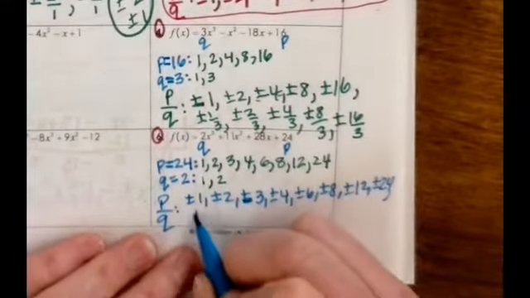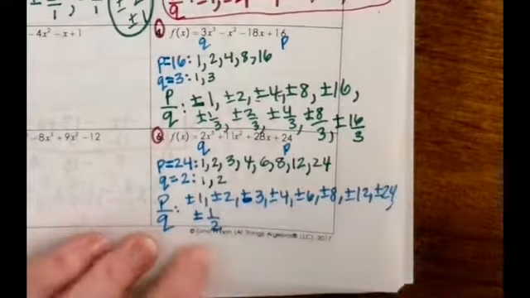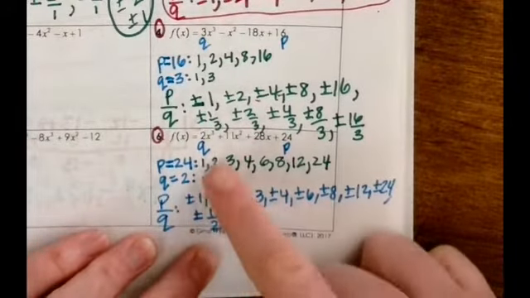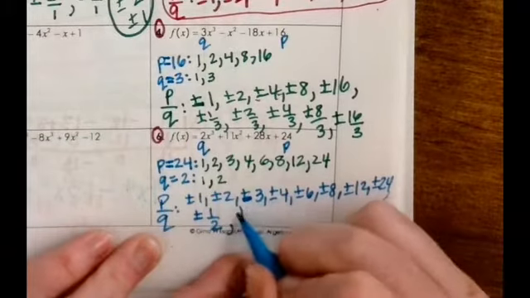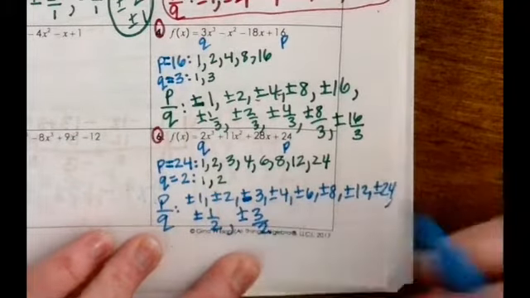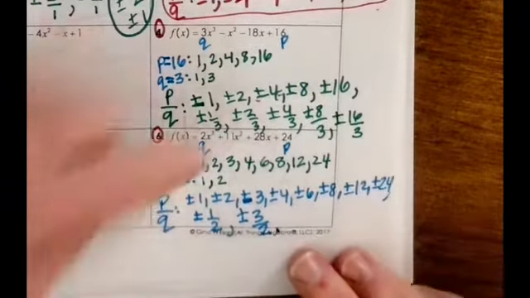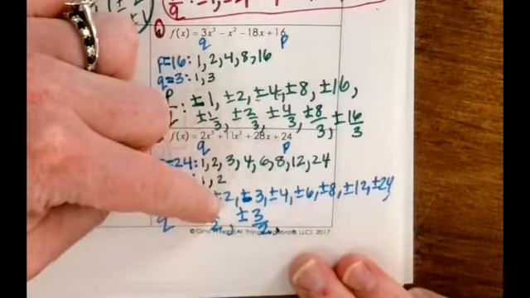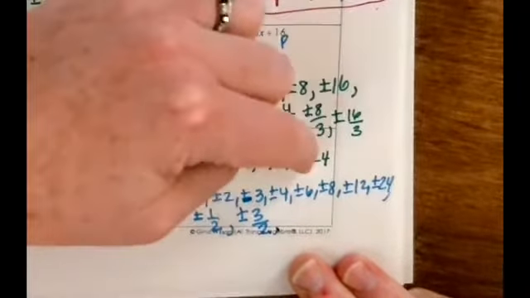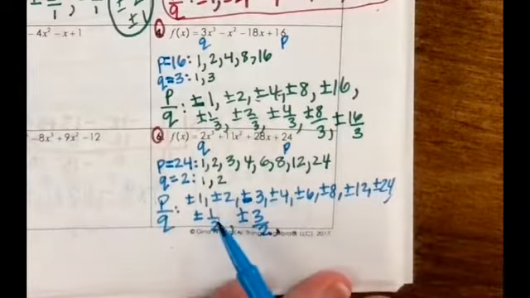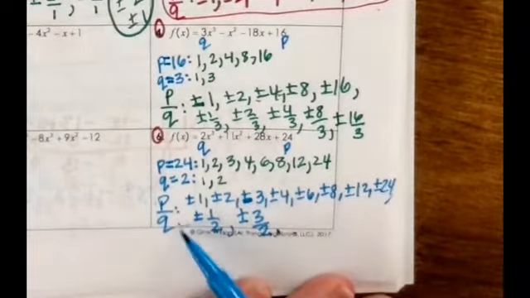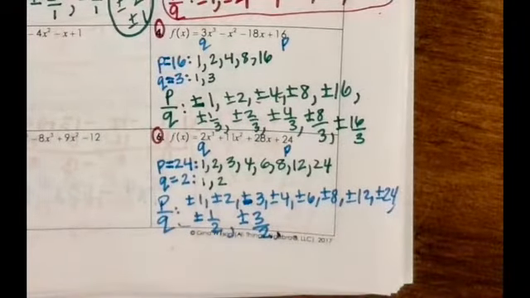Okay, so that would be plus minus 1 over 2, P over Q, and then 2 over 2, like I said, I already have it. 3 over 2, gotta add that. Okay, and then if I wrote plus minus 4 over 2, I'd have 2, I already have it. These are all even, so I actually already have all of them. Okay? So that means these are all my possible rational zeros.